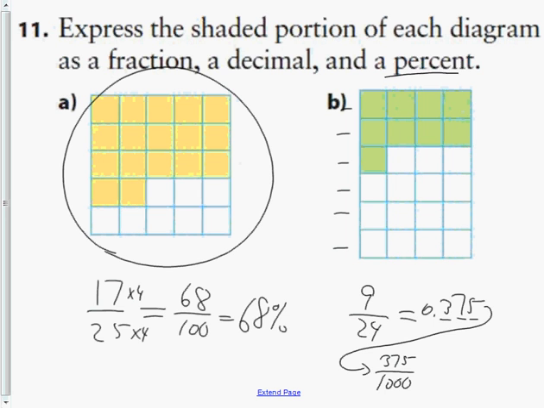And because I need a percentage, I need to change that to an equivalent fraction out of 100. Divide by 10 to get that. Divide by 10. I get 37.5 out of 100, which is 37.5%.